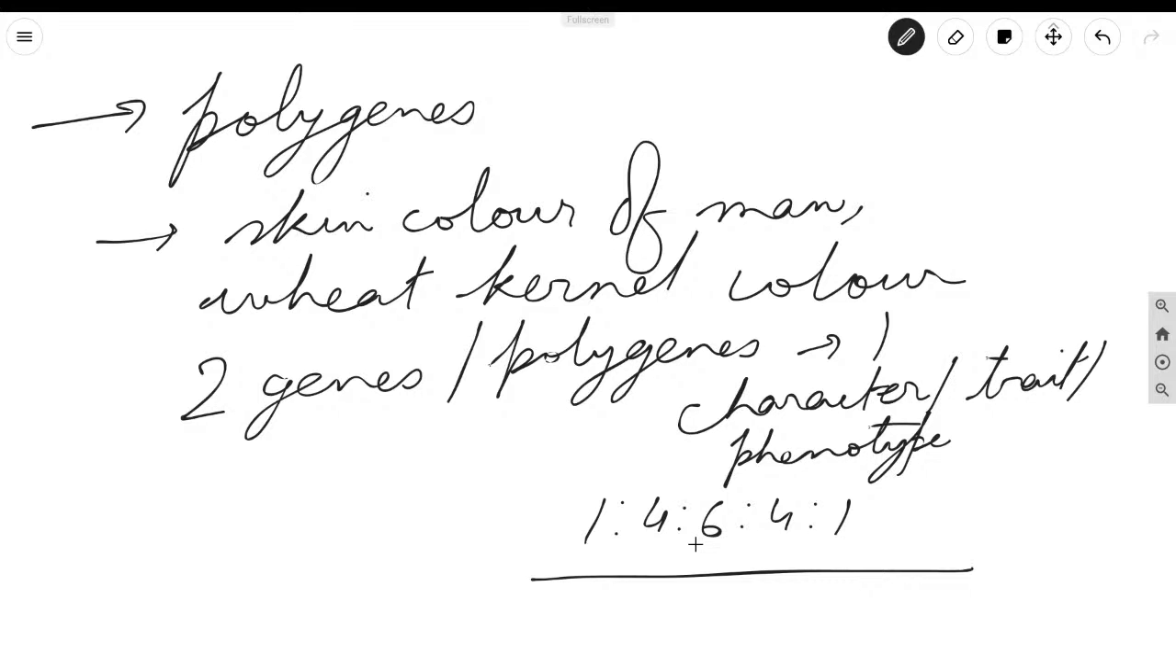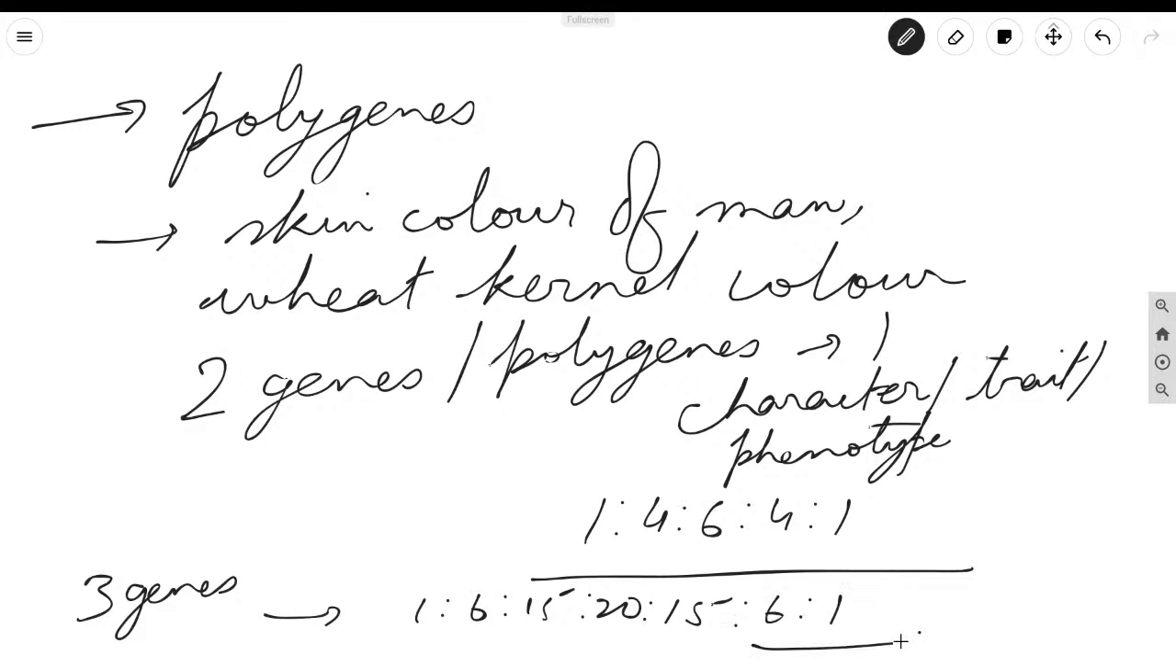When there are three genes, the ratio will be even more. For three genes, I'm just writing down the ratio, no need to go for the derivation via the cross. 1 is to 6 is to 15 is to 20 is to 15 is to 6 is to 1. So this is how genetics works in the higher classes, and that is how the genes work.